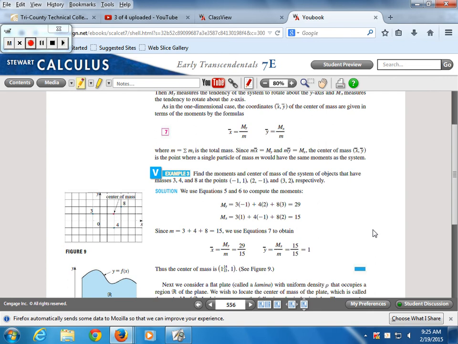Now, what's the most common mistake? The most common mistake is when people forget that. So do the mass times the distance for m sub y, and do the mass times the distance for m sub x, and then that is your numerators. Just like Cramer's rule. So go ahead and do that.